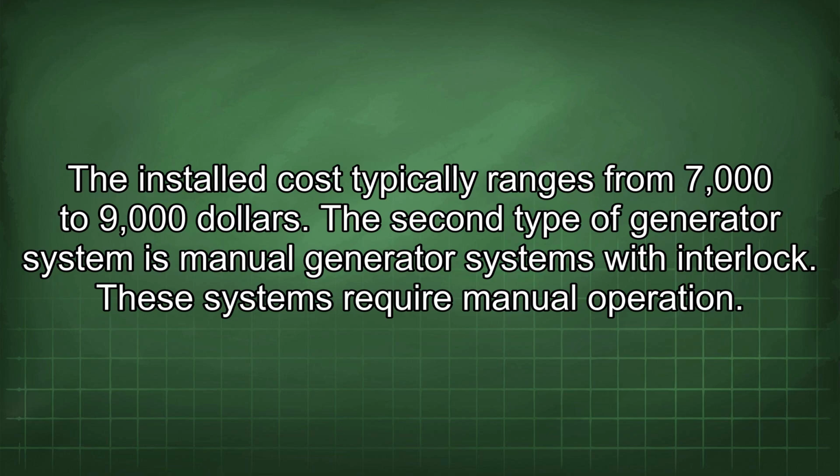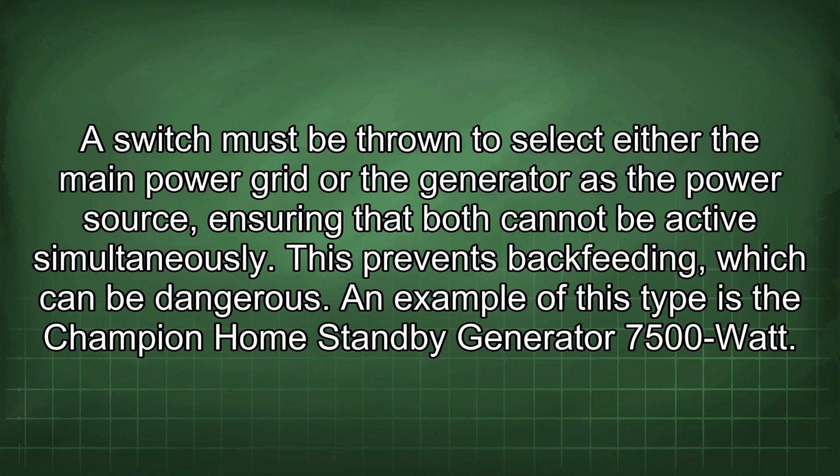The second type of generator system is manual generator systems with interlock. These systems require manual operation. A switch must be thrown to select either the main power grid or the generator as the power source, ensuring that both cannot be active simultaneously. This prevents backfeeding, which can be dangerous.